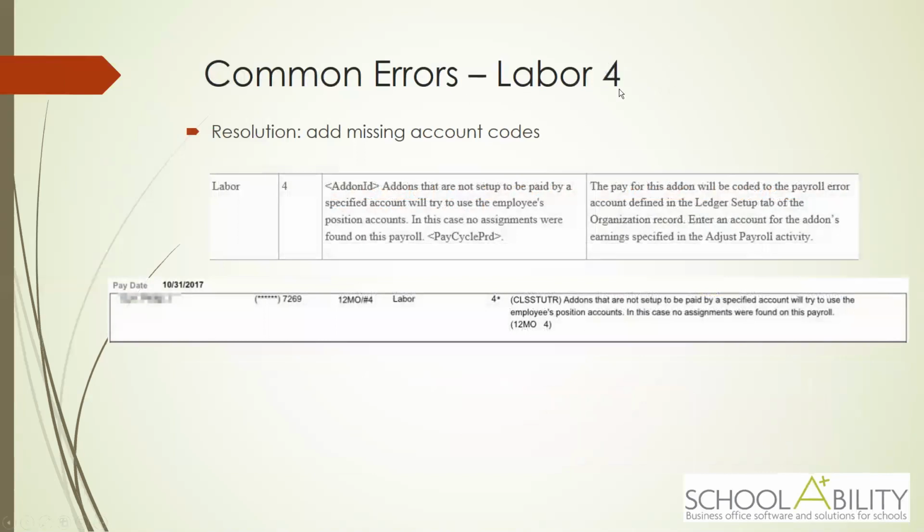This next example is a labor 4. This one says that this is another example of an add-on that did not have the account code. So this was what was generated in the report: add-ons that are not set up to be paid by a specified account. So in this case, the add-on did not specify the account code, and it needed to be included within the adjust pay. So once that account code was included, it cleared the error. And what I mean by that is the add-on setup did not specify the exact account code. So the system wasn't sure how to process or how to expense the gross wages, and therefore it'll generate this error.